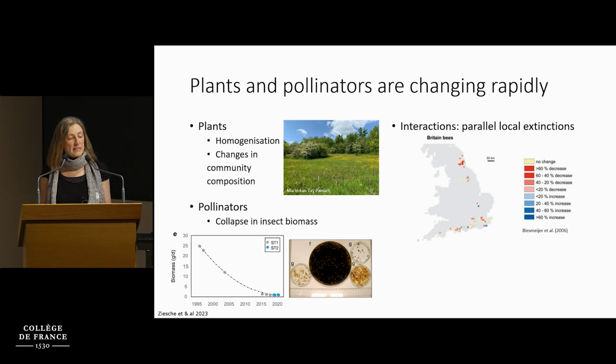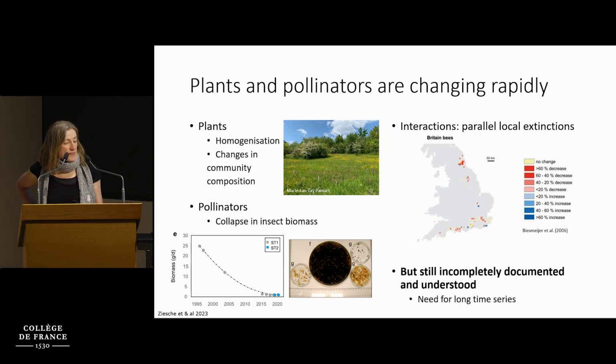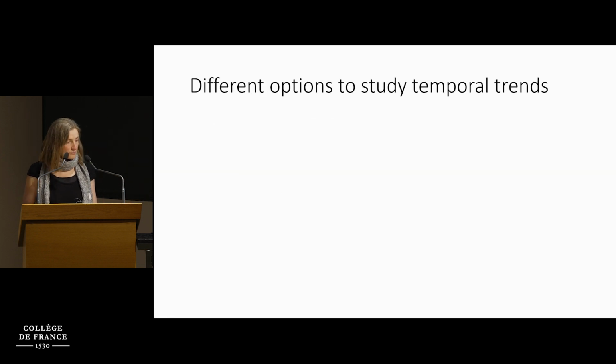And for the interactions between plants and pollinators, for example, local extinctions of plants and their specialized pollinator, and vice versa. So many changes, but these changes are still incompletely documented and incompletely understood, meaning that we do not know all the mechanisms involved and how they impact, in particular, the interactions. And there are many options to try to improve our understanding, but one of them is to have better long-time series documenting the changes. And there are different options to study these temporal trends in either plants or pollinators.